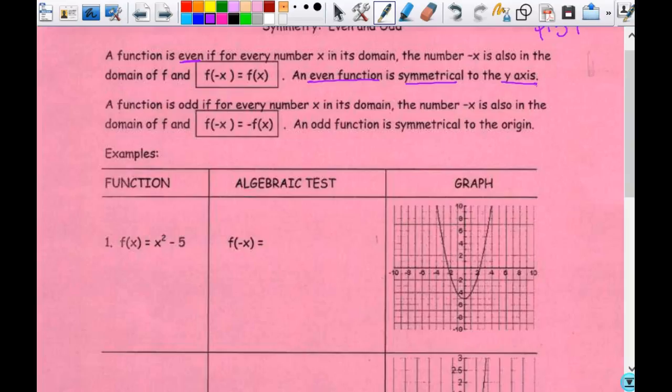So then we have odd functions. A function is odd if for every number x in its domain, the number negative x is also in the domain, and f of negative x equals negative f of x. An odd function is symmetrical to the origin. So these two things right here are what we are checking for. But there's really just one test. And once you're done with that one test, you see what happens, okay? So we do have graphs on a couple of them, so you can make your assumptions visually, but then we also have to do the algebraic test that goes along with it, okay?